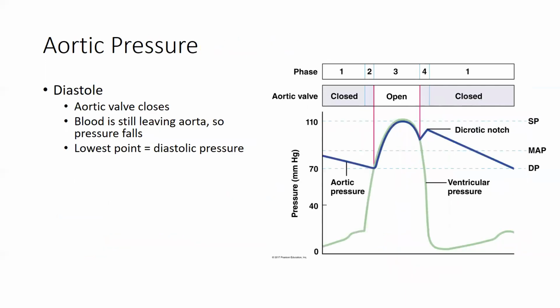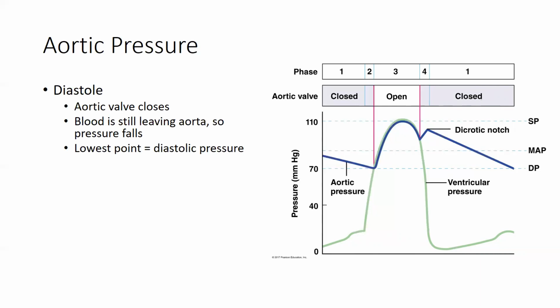Now let's talk about the pressure in the aorta. The aorta is that main vessel that leaves the heart. It's going to pump blood all throughout the body organs and tissues, and we're going to look at the pressure between the ventricle and the aorta. Any questions so far?